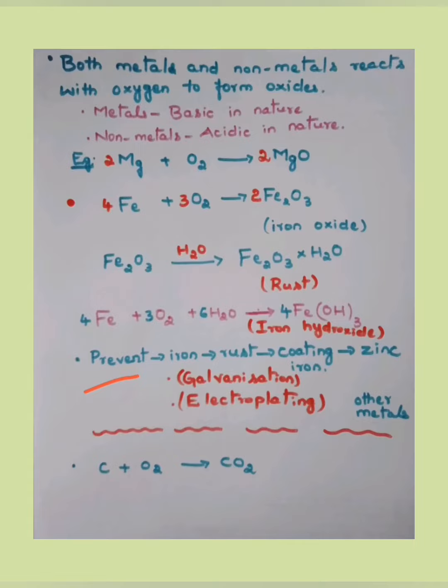And how to prevent iron from rusting? You can prevent iron from rusting by coating iron with zinc. This process of coating iron with zinc is called galvanization. Okay, there is also another method to prevent iron from rusting, that is called electroplating. Electroplating is a process of preventing iron from rusting by coating the iron with other metals. Okay, this is called electroplating.